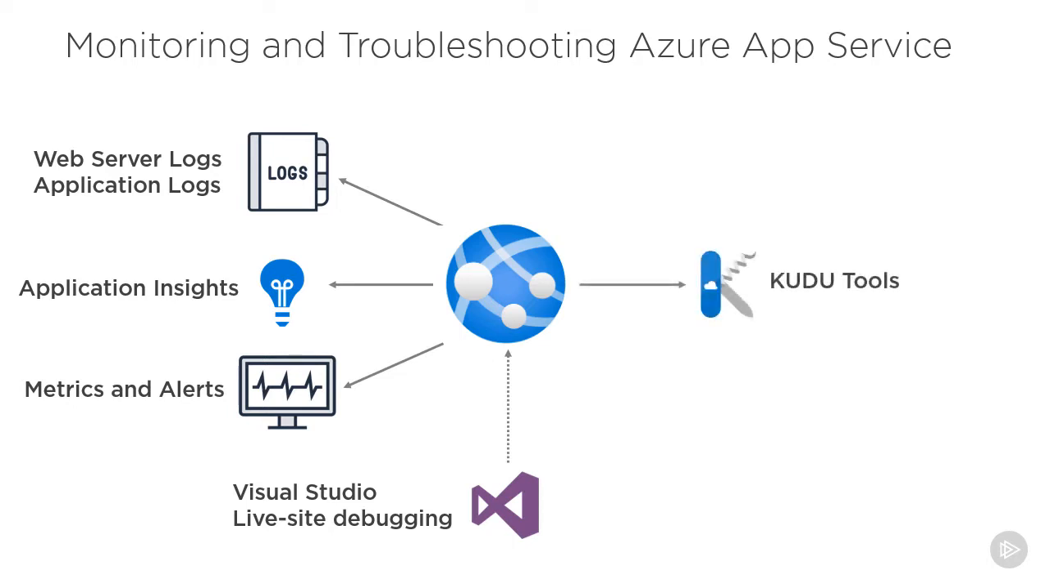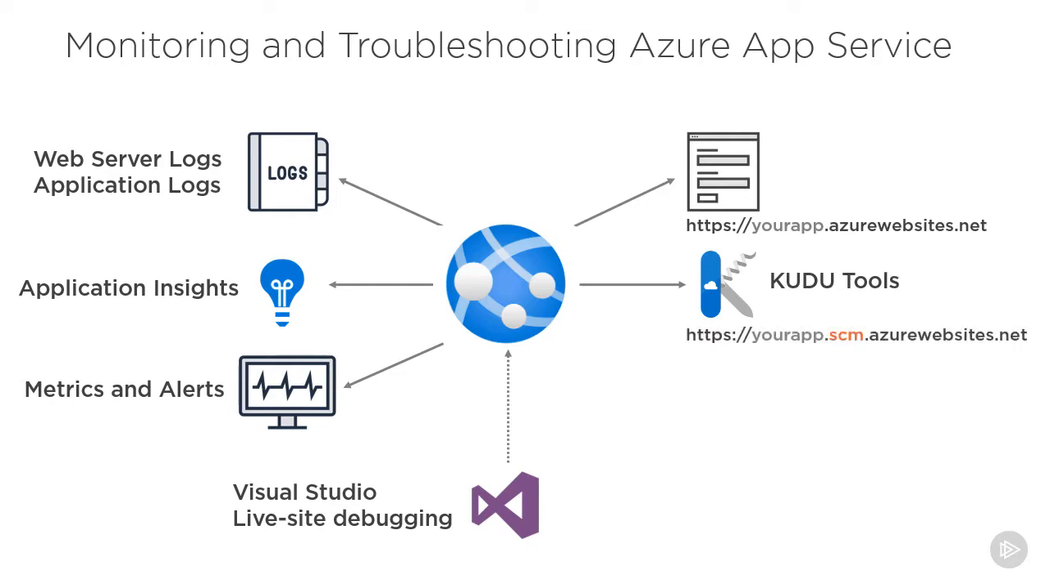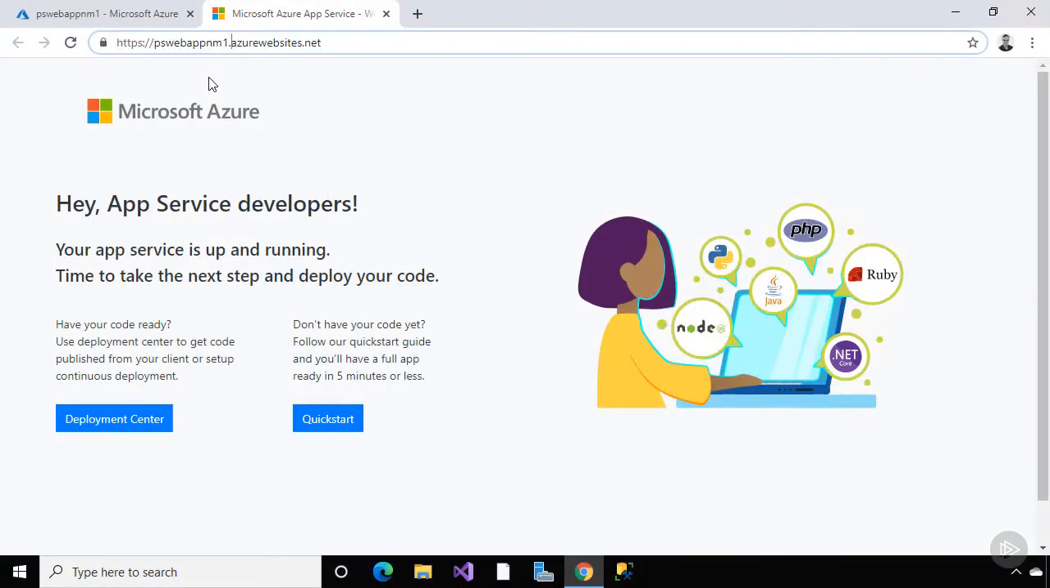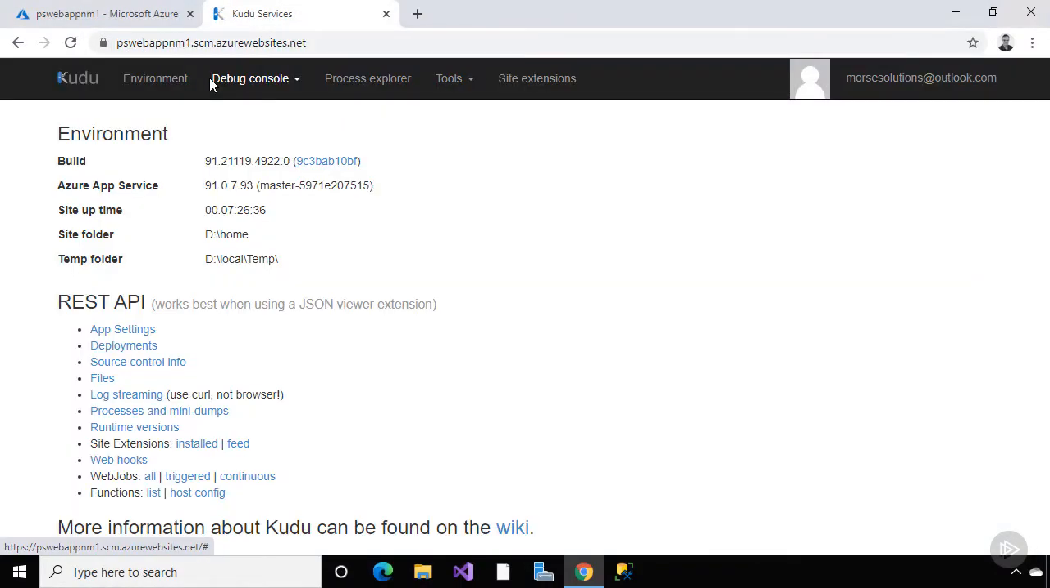There's also a set of management and deployment tools for each app service, and they're offered through a portal called Kudu. When you create a web app, it gets a default URL with the name of your app service and azurewebsites.net. If you insert SCM between your site name and azurewebsites.net, you can get to the Kudu portal for your app service. You can deploy the app from here using a zip file.